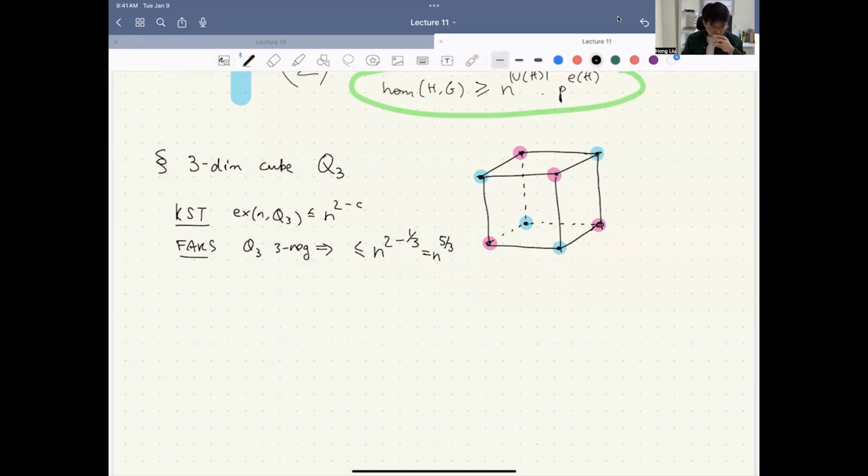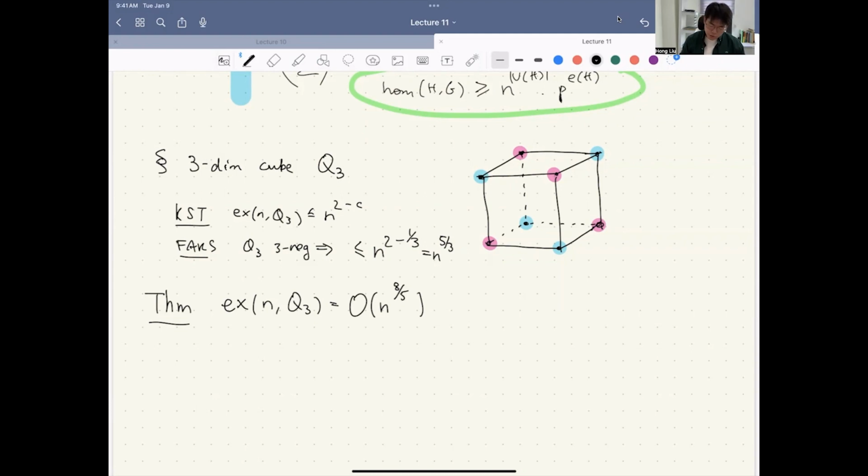So this is what we want to prove. The extremal number of Q3 is big O of n to the 8/5. So the power is 1.6. We improve it from 1.666 to 1.6.